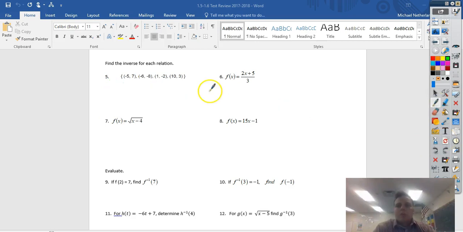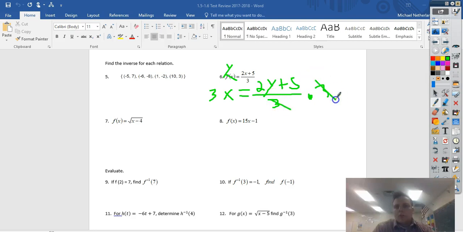Okay. Number 6, f of x is equal to 2x plus 5 divided by 3. Okay, so be aware that f of x is really just a fancy y. So now we're just going to switch y and x. So we're going to get x is equal to 2y plus 5 all divided by 3. So now what I have to do is simply do the last thing first. So I got to get rid of the divide by 3 first because I'm solving for y. So I multiply both sides by 3.